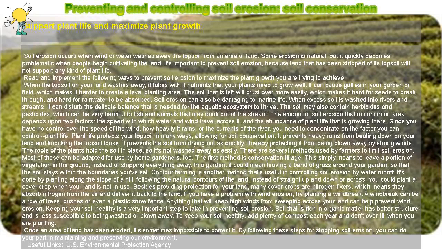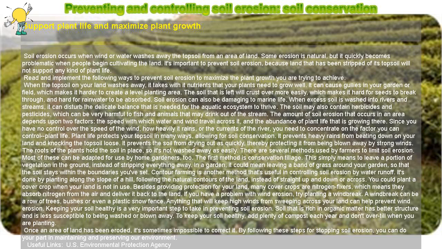Soil erosion occurs when wind or water washes away the topsoil from an area of land. Some erosion is natural, but it quickly becomes problematic when people begin cultivating the land. It's important to prevent soil erosion, because land that has been stripped of its topsoil will not support any kind of plant life.